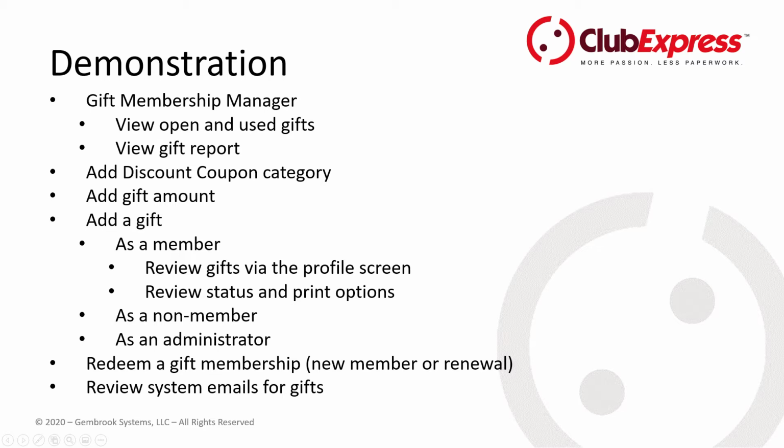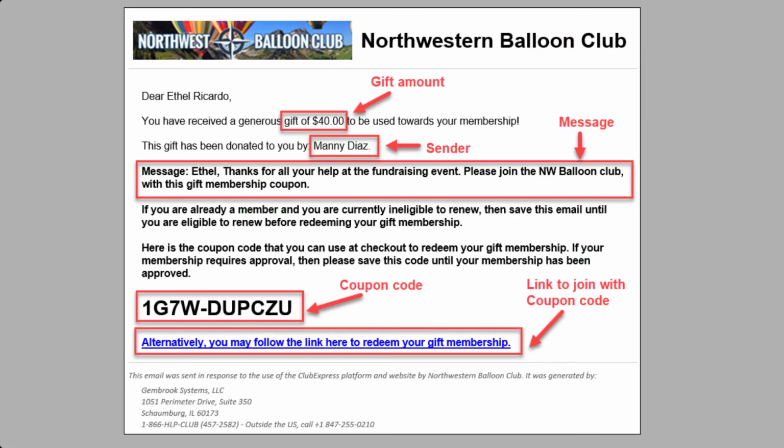What I want to first show you is what a gift looks like. Let's assume for a moment that I just created a gift and I sent a gift out. And I'll be logged in as a member and I send out a gift to somebody. The gift gets sent to them as an email. So let's take a look at this email here. You'll see that when you create a gift, it asks you, well, who's it going to? So this is going to Ethel Ricardo. And it says that you've received a gift of $40. So it shows the gift amount.